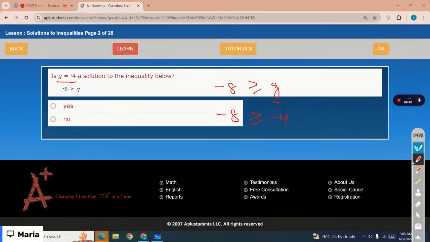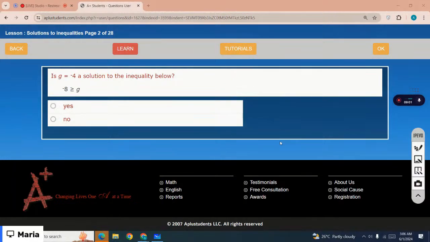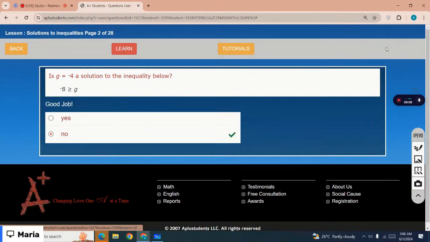Which is the correct option? Negative 8 is not greater than negative 4, right? Because as we are moving far from 0 on the negative side, the numbers are getting smaller and smaller. Negative 8 is less than negative 4, so that is no. Negative 8 is not greater than negative 4, right?